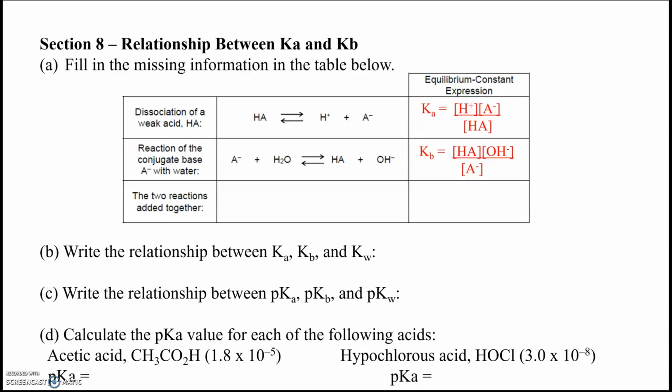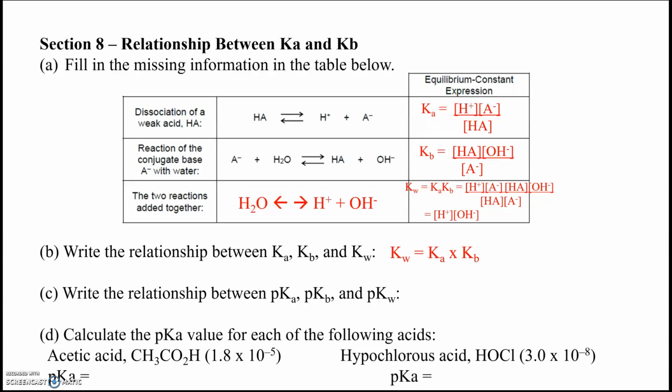When I add these two reactions together, you can see that the HAs cancel and the A minuses cancel, leaving me with just a water reaction. And when I add those two together, I have to multiply their Ks, and when I do, several things cancel, leaving me with just my Kw reaction.